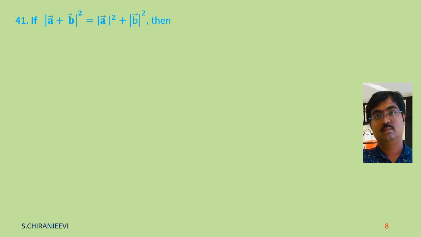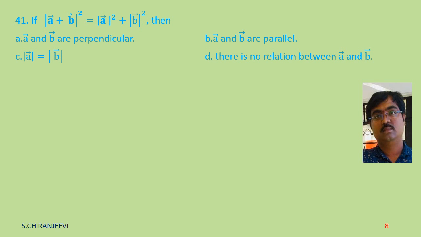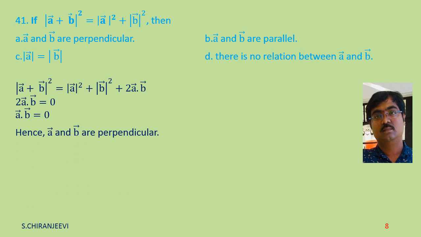Next one, 41st. If A plus B whole square equal to A square plus B square, then A and B are perpendicular, A and B are parallel, magnitude A equal to magnitude B, there is no relation between A and B. So A plus B whole square equal to A square plus B square plus 2AB. If we substitute, we get A square plus B square equal to A square plus B square plus 2AB. A square and B square cancel, 2A dot B equal to 0. So A dot B equal to 0. So hence A and B are perpendicular. So the option is A.